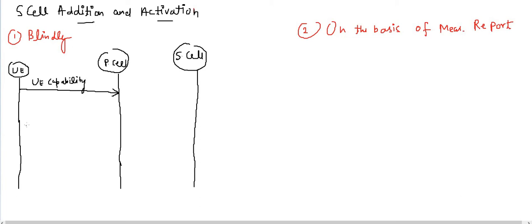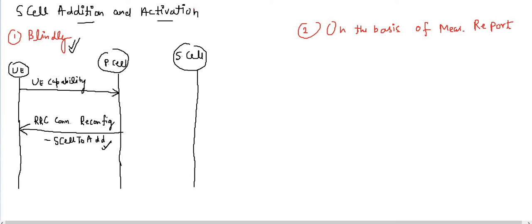During initial attach, we know there is a message, RRC connection reconfiguration. In this message it will configure the SCell in the UE. If you decode this RRC connection reconfiguration and find an information element known as SCell to add, this is an important information element. If you find this, it means the primary cell is configuring or adding the SCell in your UE. So this is the blind way to add a secondary cell.